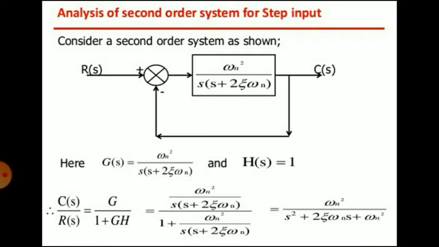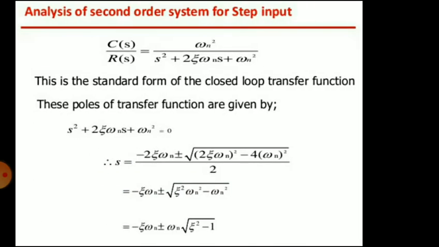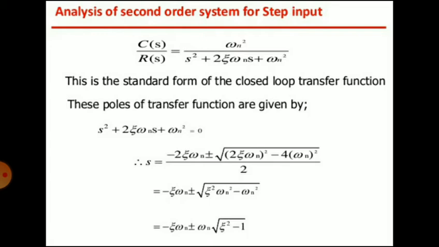So Cs upon Rs equal to G upon 1 plus GH, that will be equal to omega n square upon s into bracket s plus 2 zeta omega n, that is the value of Gs upon 1 plus GH. So after simplification you will get omega n square upon s square plus 2 zeta omega n s plus omega n square. So that is the value of Cs upon Rs. Now this is the standard form of a closed loop transfer function.